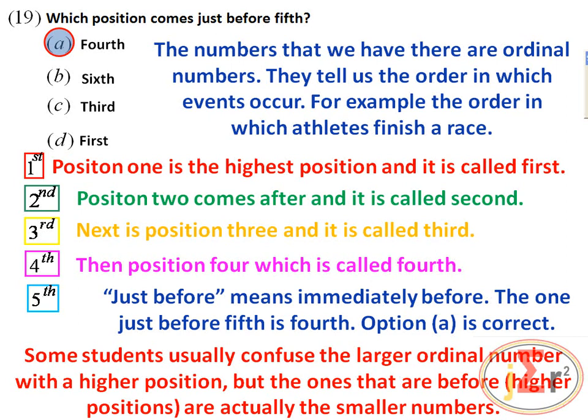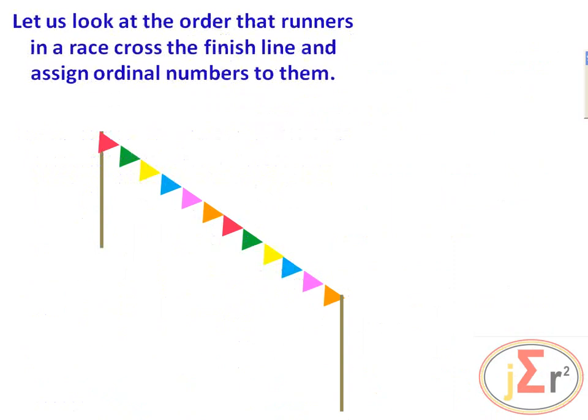And when they go up to receive their medals, you will realize that the highest box is box 1, which is the first box. So the first one is actually very high. So the highest one is box 1. So the highest position belongs to the smallest ordinal number.